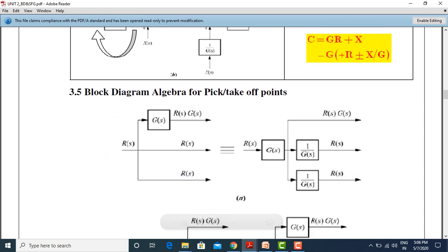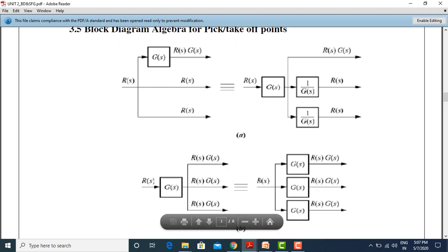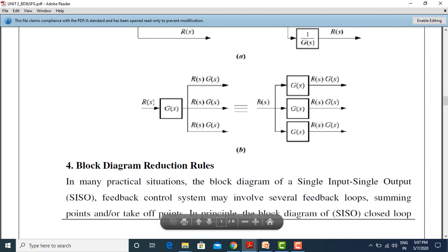Then fifth, block diagram algebra for pick or takeoff points. If you want to move this takeoff point after the block, then 1 by G will be added to this signal. If you want to move this takeoff point before a block, that is to the left, then G of S will be added to the system.